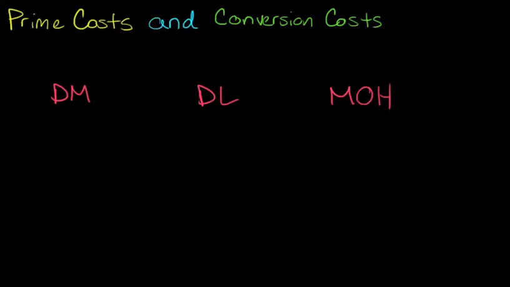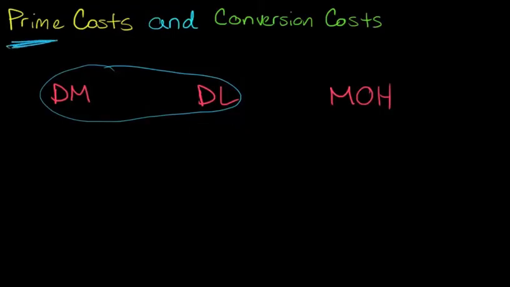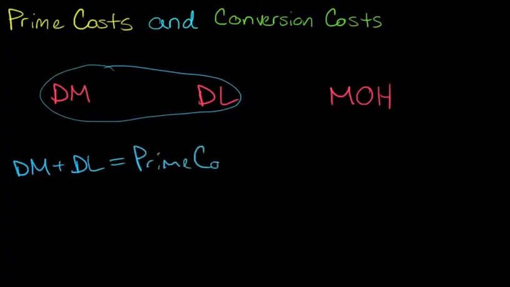So when we think about the direct material and direct labor, some people tend to think of these as the main costs involved: the actual material going into the product and the actual labor to put it together. So they think, oh, these are kind of the prime costs. So we just say direct material plus direct labor, if we add those together, those are our prime costs. It's just a way to refer to that.